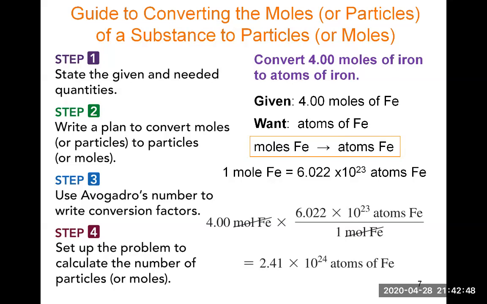We need to pay attention to sig figs as always, and here we keep 3 sig figs because we have 4.00. That's 2 significant zeros there because we see the decimal point. So you will need to keep 3 sig figs.